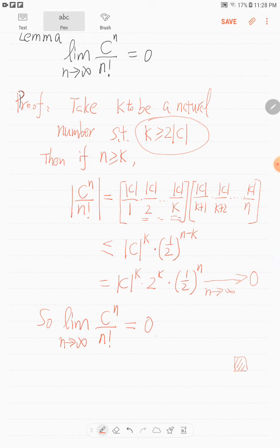Then we want to look at the criterion to identify if a function has a convergent Taylor expansion, Taylor series.